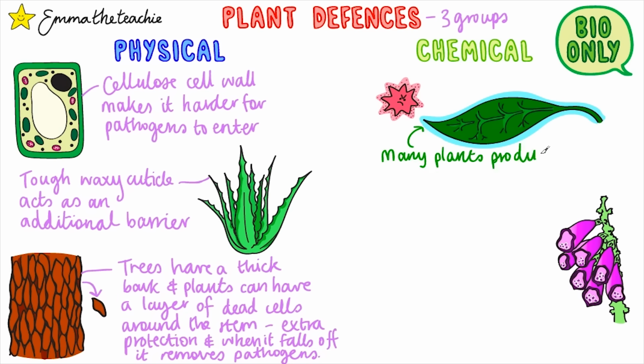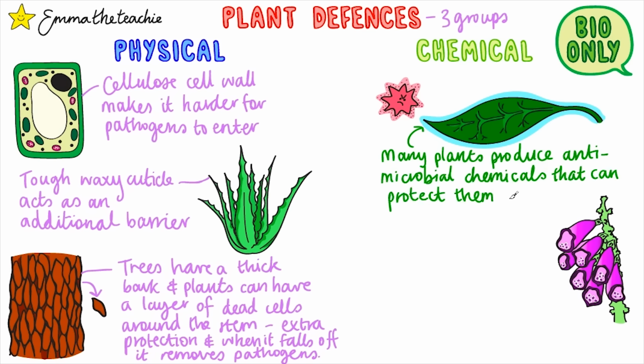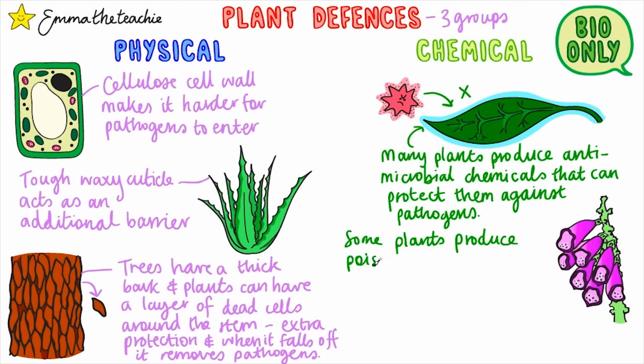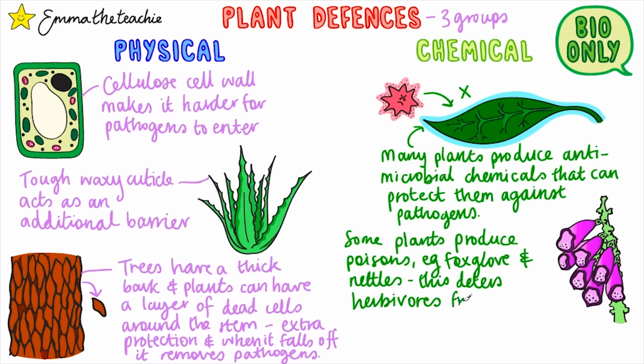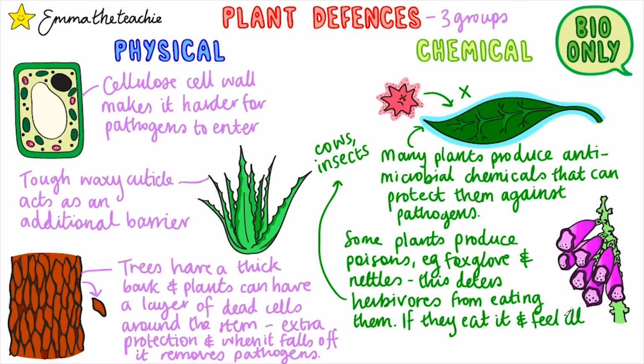Many plants produce antimicrobial chemicals that can protect them against pathogens. In the Developing Drugs video, we saw that chemicals from plants form the basis of many traditional medicines based on this property. Some plants produce poisons, for example foxgloves and nettles. This deters herbivores from eating them. Herbivores include large animals like cows and smaller animals like insects. If the animal feels unwell or ill after eating the plant, then it's unlikely to eat the same type of plant again.